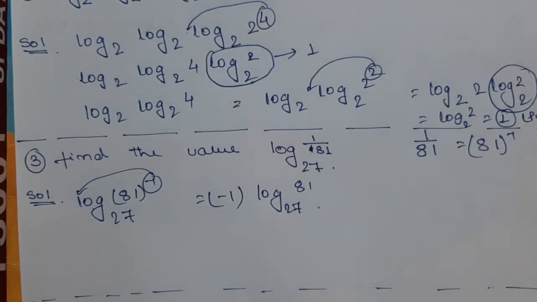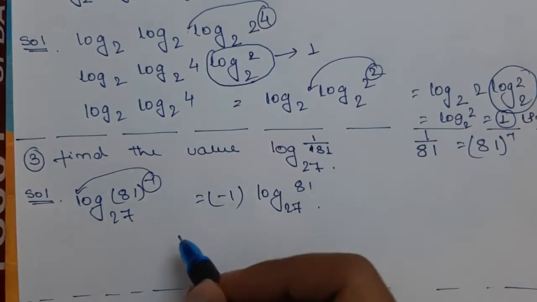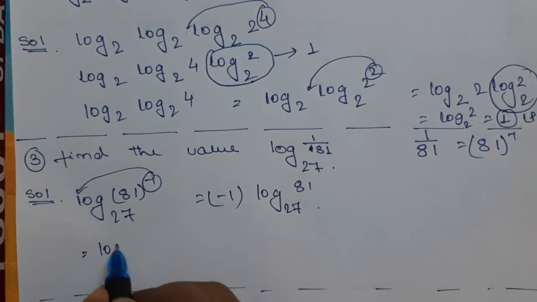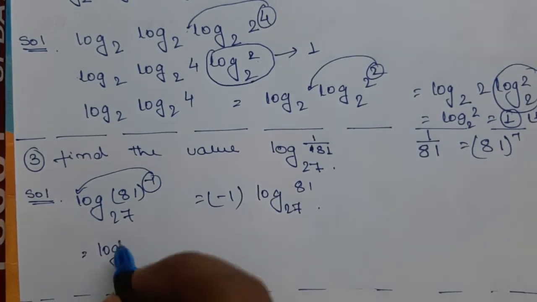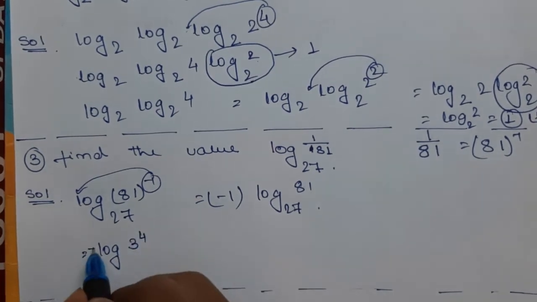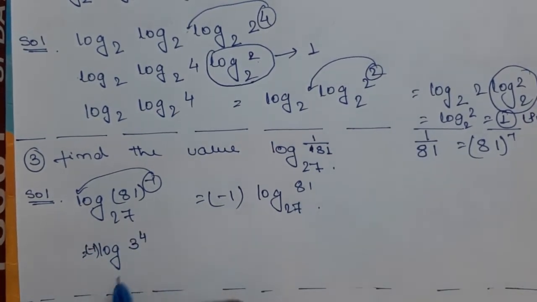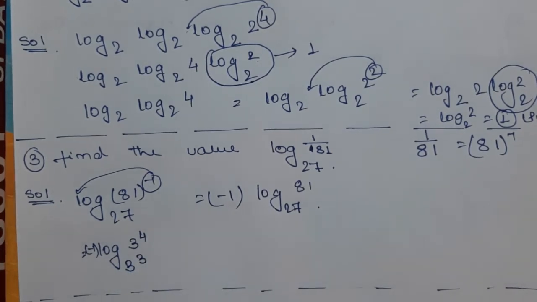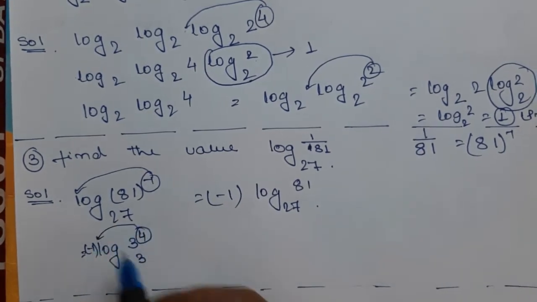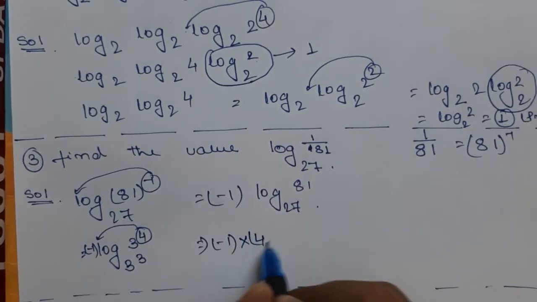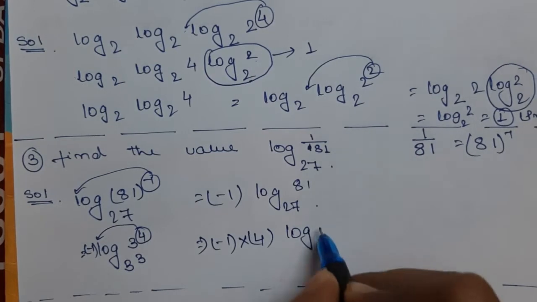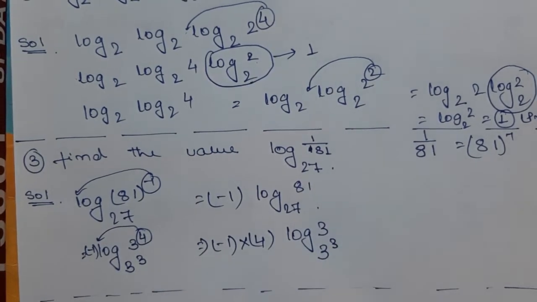We have to minimize the value, right? So 81 can be written as what? It can be written as 9 square, right? 9 square is 81, or what else can it be written as? It can be written as 3 to the power 4, right? I am writing it as 3 to the power 4. Now 27, we can write it as 3 cube, right? So here it is 4, we will take it in front. So minus 1 into 4 log 3 to the base 3 cube, right?